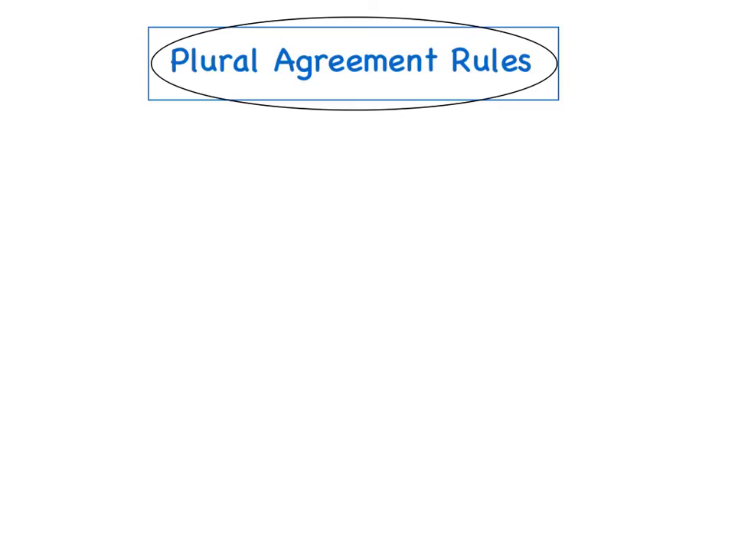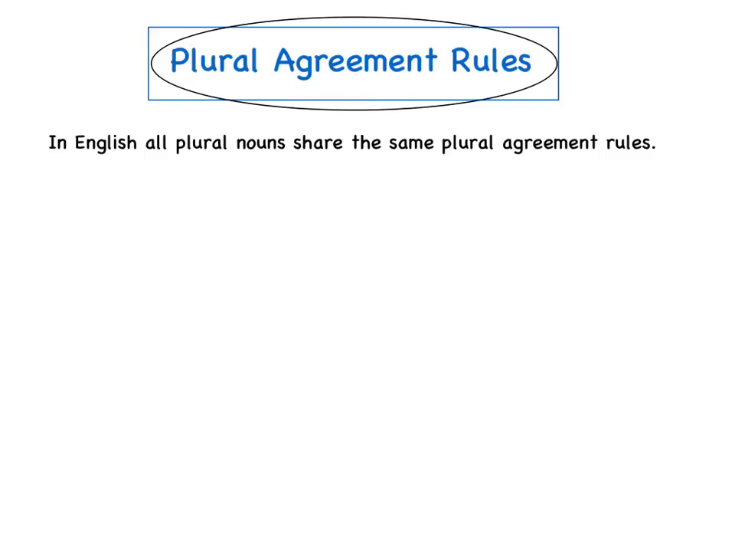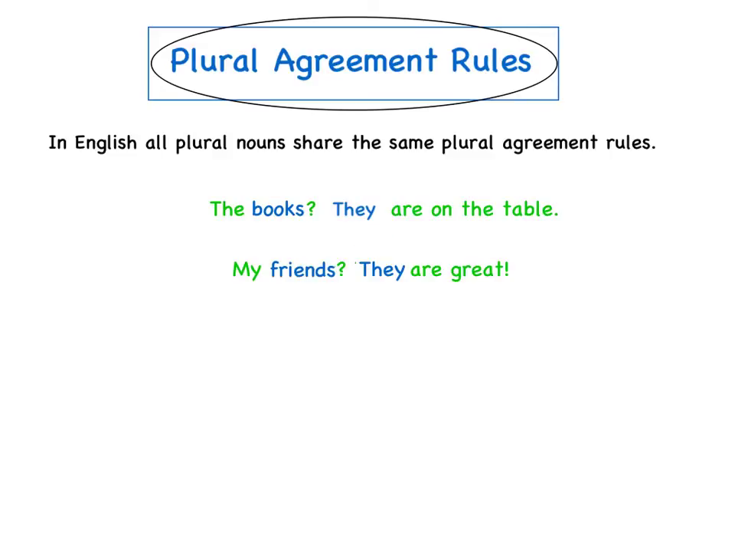Plural agreement rules. As you know, in English, all plural nouns share the same plural agreement rules. For example, when you say the books, they are on the table. Books, and the pronoun they, because books are plural. So the pronoun they is plural. My friends, they are great.